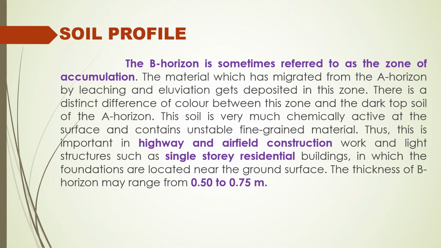B horizon is sometimes referred to as the zone of accumulation. The material which has migrated from A horizon by leaching and eluviation gets deposited in this zone. There is a distinct difference of color between this zone and the dark topsoil of the A horizon. The soil is very much chemically active and contains unstable fine-grained material. Thus, it is important in highway and airfield construction work and light structures such as single-story residential buildings in which the foundations are located near the ground surface. The thickness of B horizon may range from 0.50 to 0.75 meter.